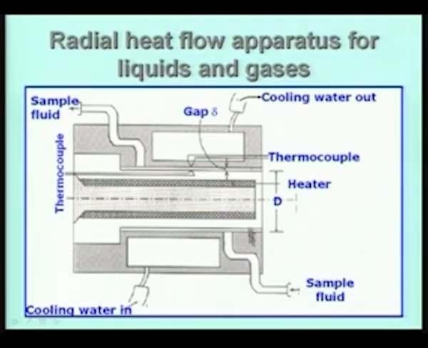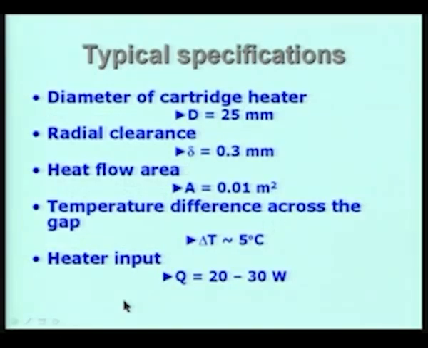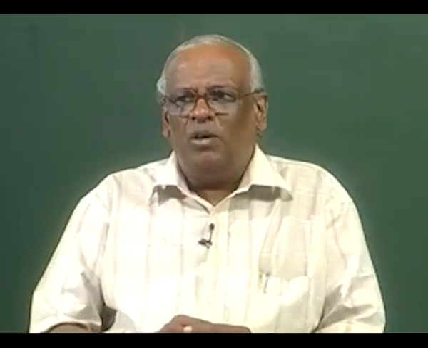But before we do that, let us just look at the typical numbers. Diameter of the cartridge roughly 25 millimeters, radial clearance 0.3 millimeters, the heat flow area pi d into L is about 0.01 square meters, the temperature difference across the gap is roughly of the order of 5 degrees, the heat input can be between 20 and 30 watts depending on the liquid or the gas which you are going to take inside. If it is a gas, the heat transfer will be much lower. If it is a liquid, it could be even 20 to 30 watts of heat which is put in, and the heat is put in the form of electrical heat.